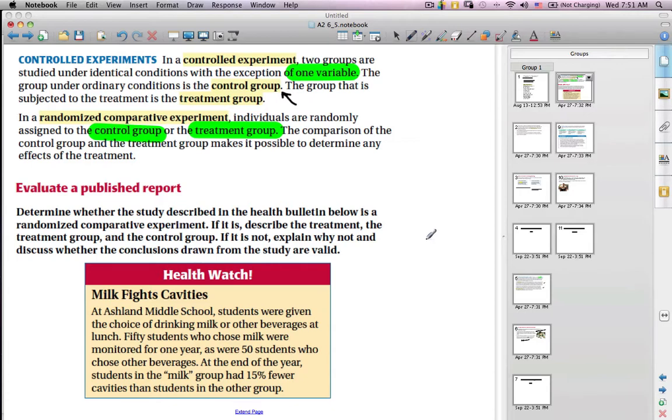So you want to make sure that you're educated enough to not be fooled by that type of study. Okay, so what we want to do is analyze this and determine whether or not this study is a randomized comparative experiment. So let's take a look at this. At Ashland Middle School, students were given the choice of drinking milk or other beverages at lunch. 50 students who chose milk were monitored for 1 year, as were 50 students who chose other beverages. At the end of the year, students in the milk group had 15% fewer cavities than students in the other group. Is this a randomized comparative experiment?